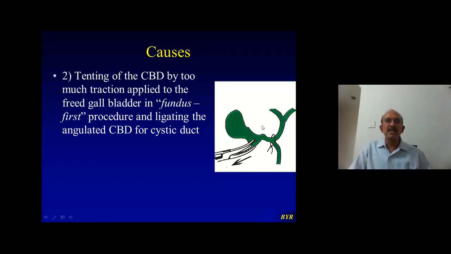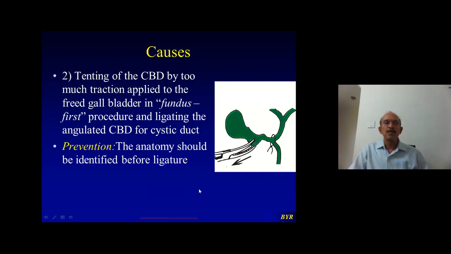Because of this danger, the fundus first method is not advocated. The commonly advocated procedure is the retrograde method or duct first method. So the anatomy should be identified before ligature by relieving the traction and confirming the junction, and then put the ligature only to the cystic duct.